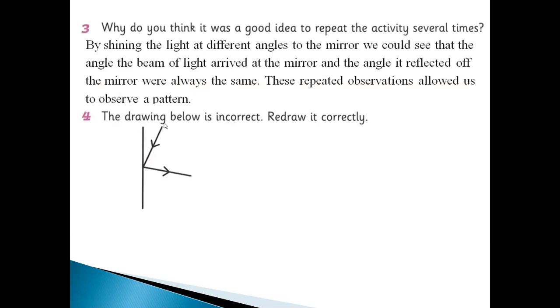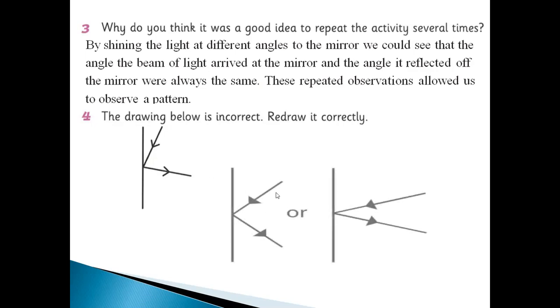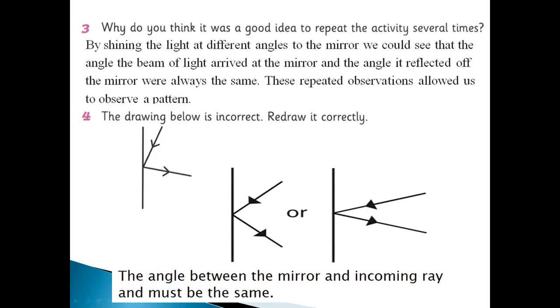The drawing below is incorrect. Redraw it correctly. Obviously, I told you before, it should be the same angle. This angle is smaller, and this one is showing bigger. So make it correct like this. You can make both shapes. You can do it like this, or like this, but it should be the same angles, both sides with the same angles. The angle between the mirror and the incoming ray must be the same.